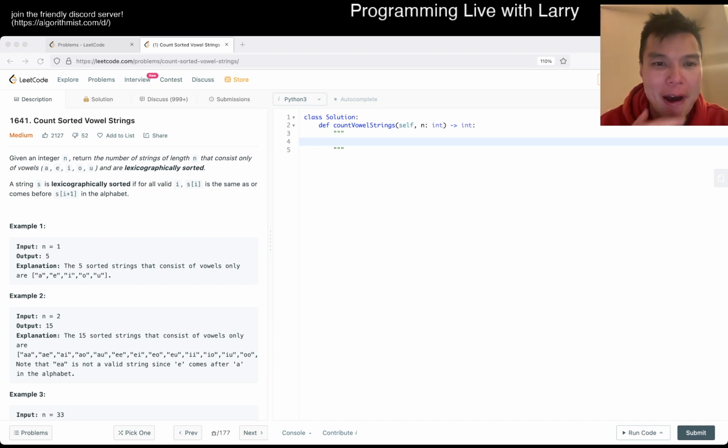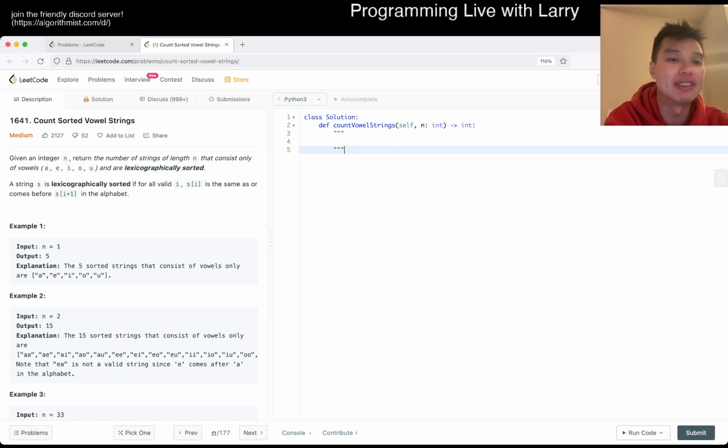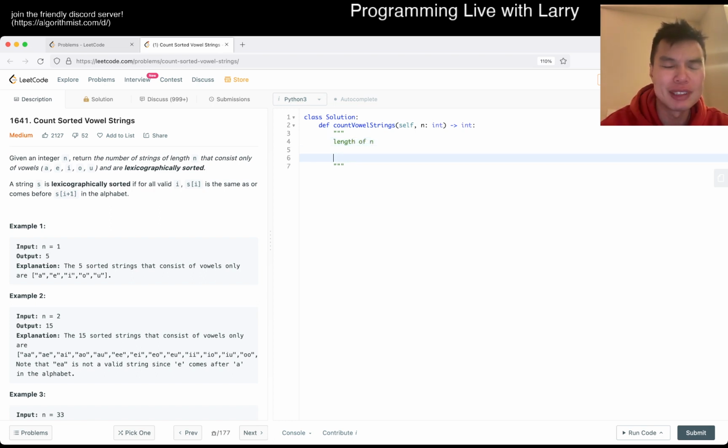But this problem asks for strings of length n with only vowels that are lexicographically sorted, right? So basically, you could break this down into five different subproblems, if you will: strings of length n that end with a, end with e, end with i, end with o, and end with u.